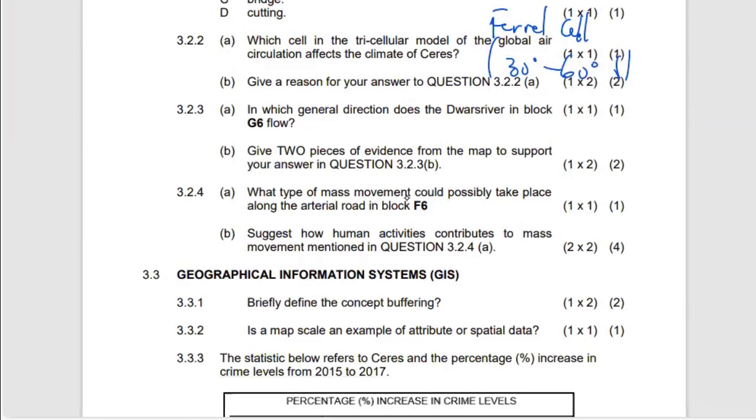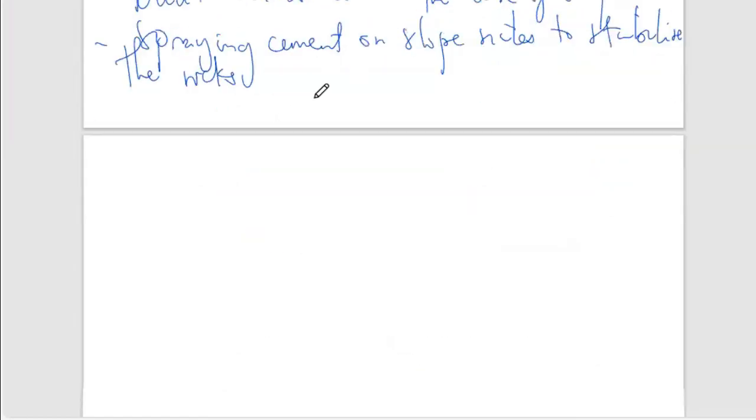In which general direction does the river block G5 flow? Right, I'm just giving you the clue that you use to check on the flow direction of a river. If a river is like this, for example, then you see we have what we call the tributaries of the rivers. Mainly what happens with the major rivers and the drainage patterns for rivers here in most of the regions, they have that dendritic pattern, which resembles a tree and its branches.